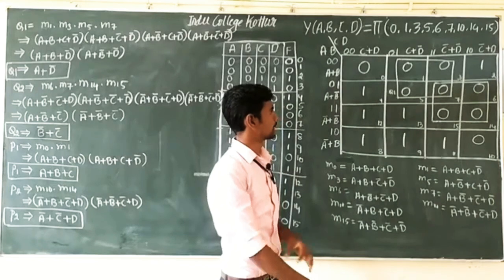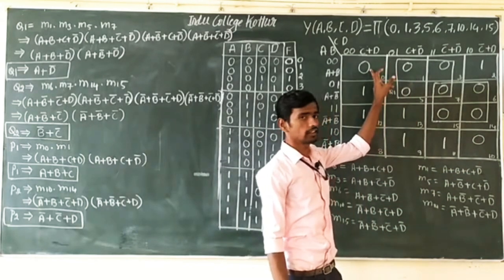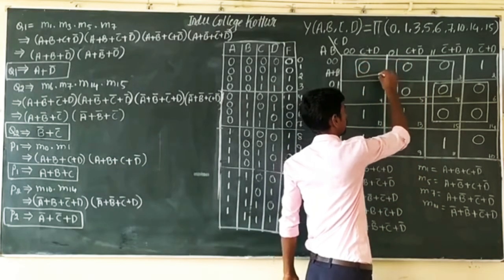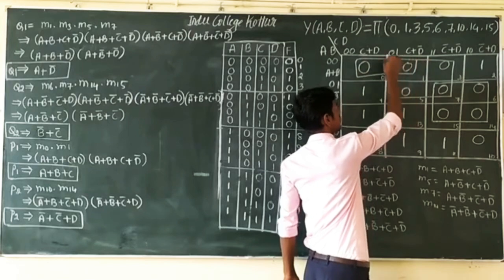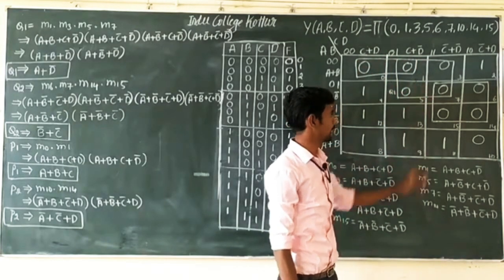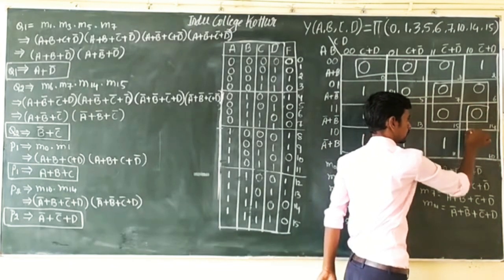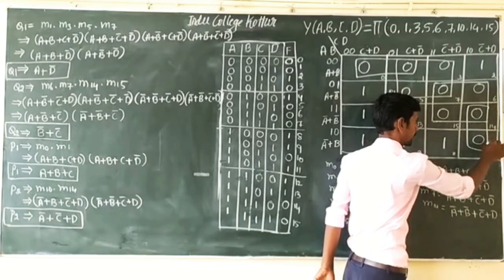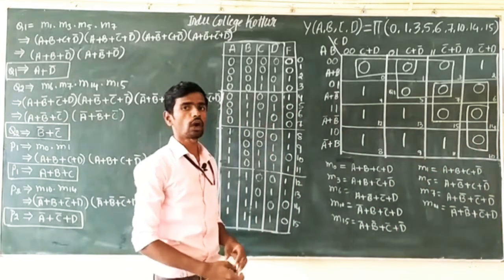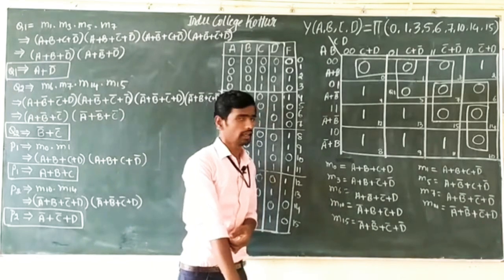Next, there is no quad. Here is a 0, here is a 0. Yes, we can map one pair, M0 M1. Next, here is a 10 0, which means you can get one pair. It means we get 2 quads and 2 pairs. Next, we have to solve the expression.